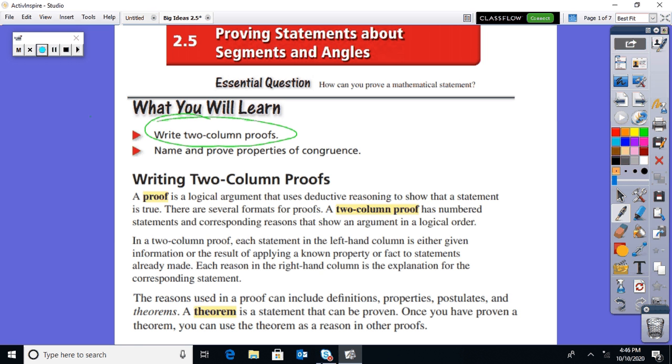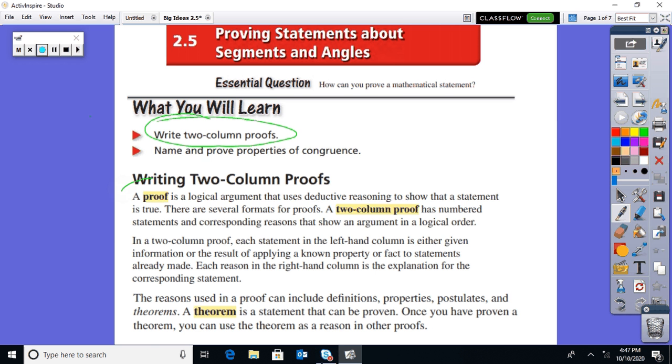Writing two-column proofs. Woo! In the first couple sections of this chapter, we talked about deductive reasoning, logical reasoning: if this, then this, how can you flow? And in section 2.4, we talked about the properties of algebra. We're going to start to remind you of how you justify statements. Well, let's get into now constructing the actual proofs.